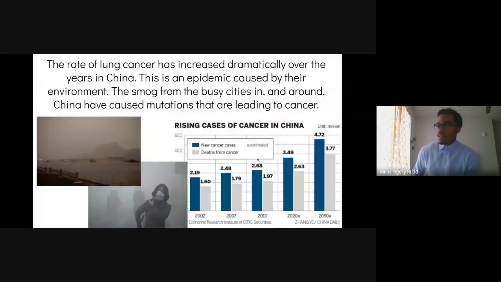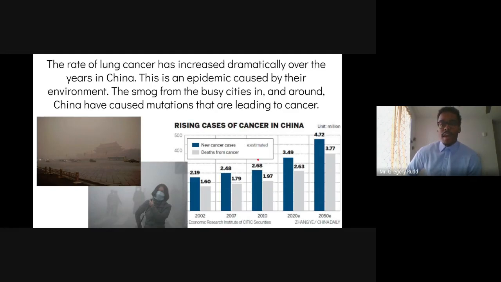Okay. So let's look at another example of how the environment plays a role. A case study of China. The rate of lung cancer has increased dramatically over the years in China. This is an epidemic caused by their environment. The smog from the busy cities in and around China has caused mutations that are leading to cancer. So China, even in the last 20 or 30 years or so, has undergone a huge amount of development. They're building these huge cities and they're building them extremely quickly.